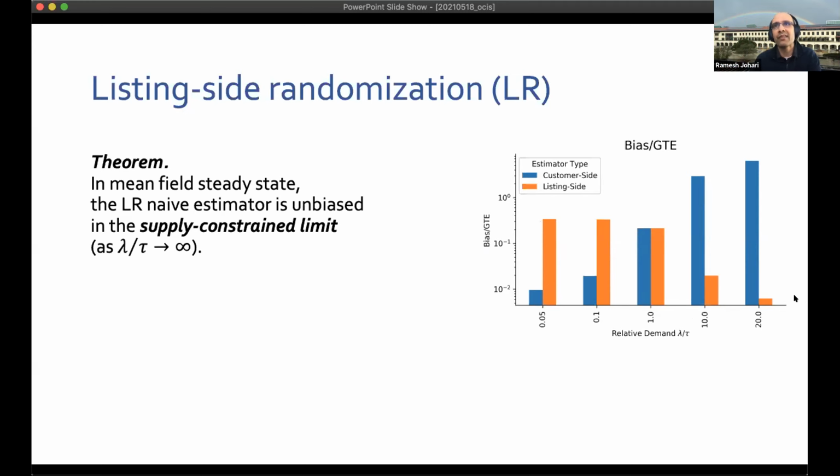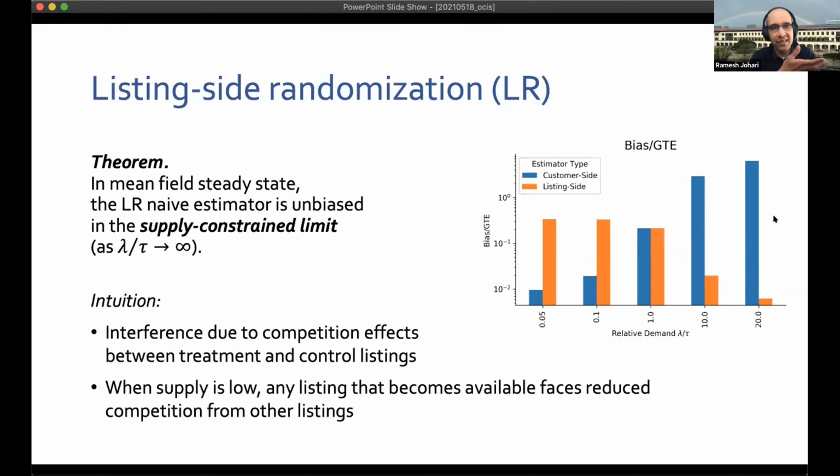An important point there is that in the demand constraint limit, for the CR estimator, even the relative bias goes to 0. So there's a stronger result in the demand constraint limit than in the supply constraint limit. One of the reasons for this is that the supply constraint limit does depend more on the specifics of the choice model that you use. Nevertheless, this graph is revealing an important insight, which is that qualitatively, LR performs much better than CR in the supply constraint limit.